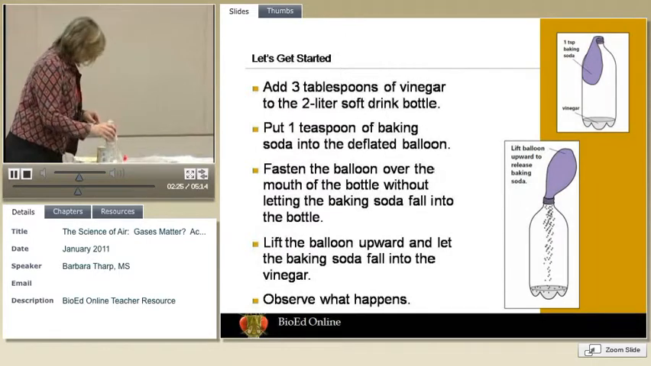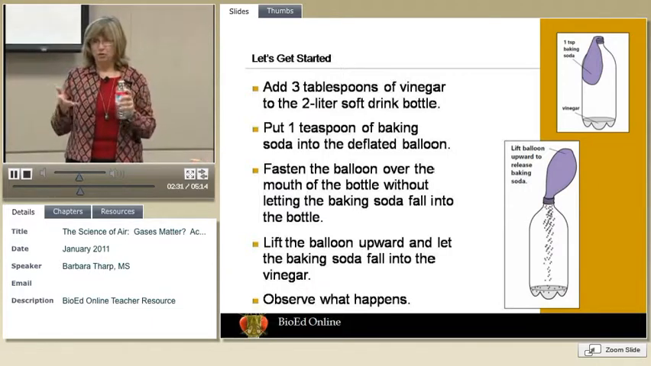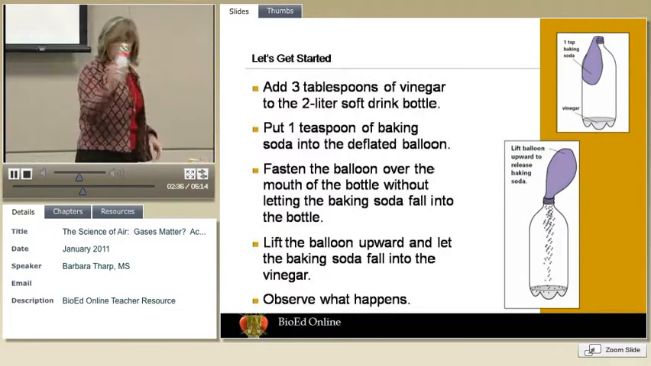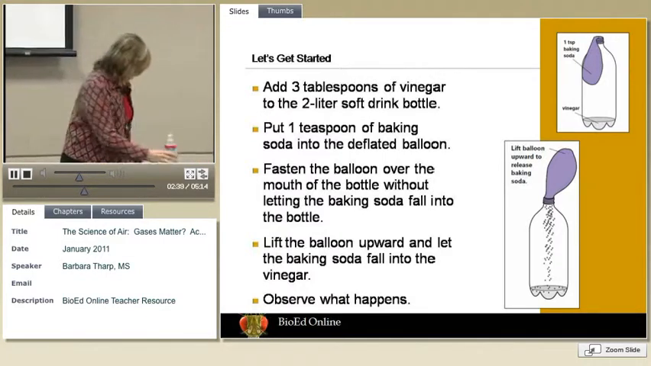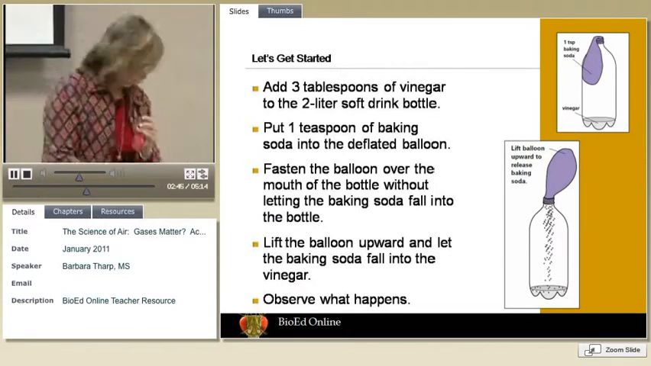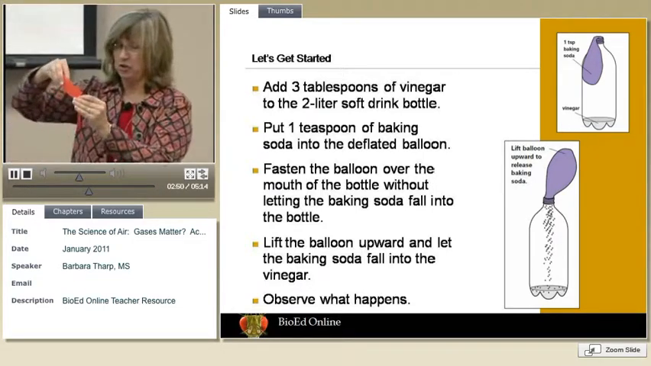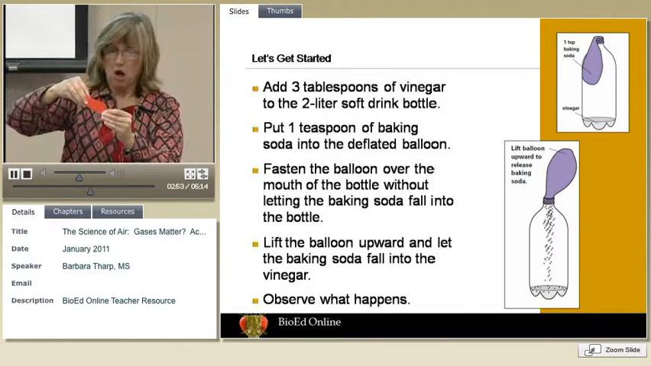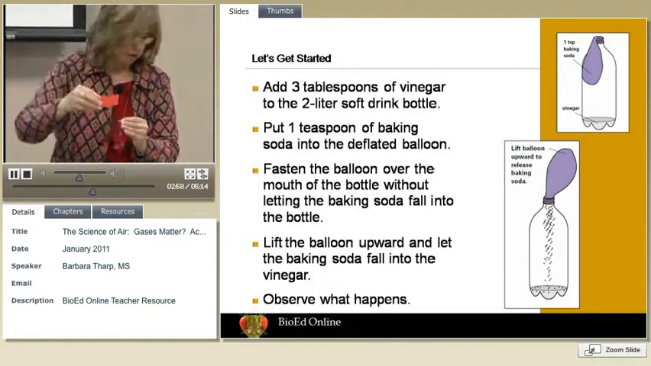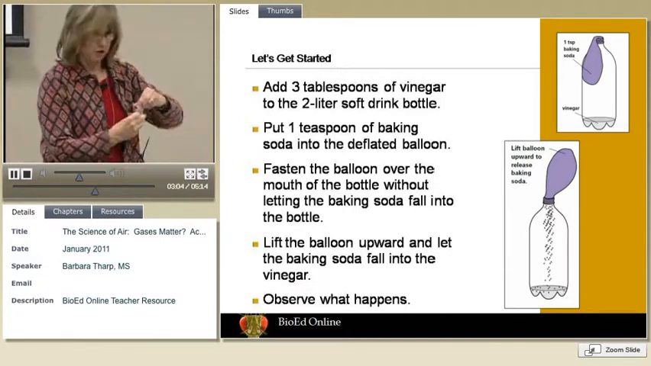We came up with something I'm going to do as a demo, and sometimes you can do it as a demo. I like to let every student or every group of students do it together, but we have a lot to do in a short period of time, so I'm just going to show you. What we do is take a bottle, and we put baking soda in a balloon, and to do that, you take a card, and you just shake it in there so that you get it all in the balloon. Then, I'm going to put vinegar in here.